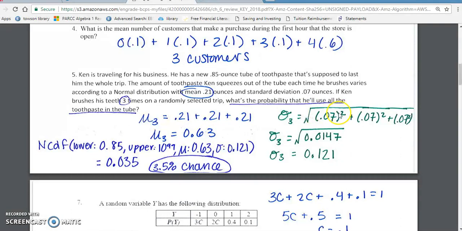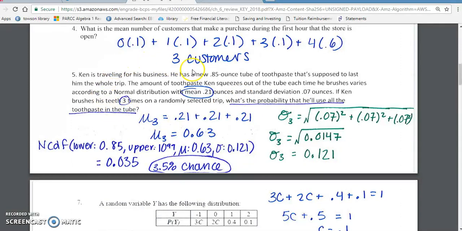But with the standard deviation, remember we have to get the variance, so I squared it for day 1, day 2, and day 3. Then I could add those all up, so just be very careful with doing that in your calculator. Finally, take the square root, and he's going to use, kind of on average, a difference of 0.121 ounces. So in 3 days, he uses about 0.63 with a standard deviation of 0.121. So what's the probability he'll use it all? This is where it got a little tricky.